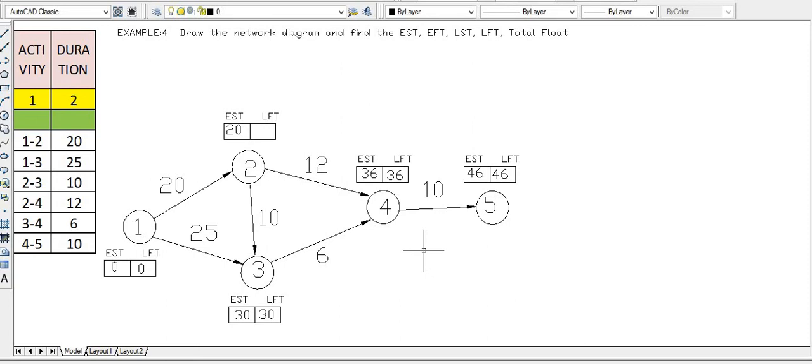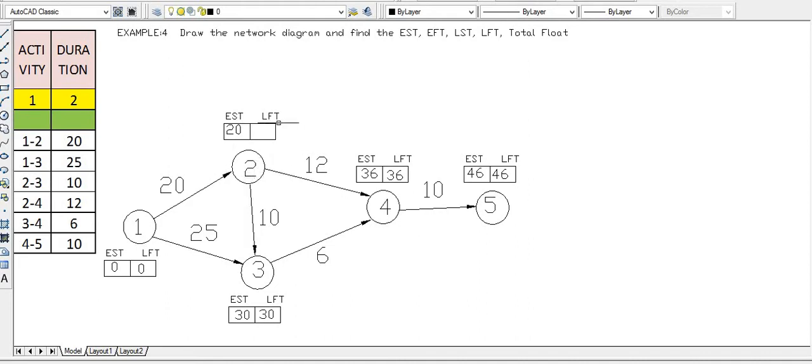Okay. Again, what is the LFT? That is the latest finish time for node 2. So how do we calculate the latest finish time for 2? Here there are two tail ends: one tail end is from 5, 4, 2 and the next is from 5, 4, 3, 2. Because this second node, serial number 2, has two tail ends.